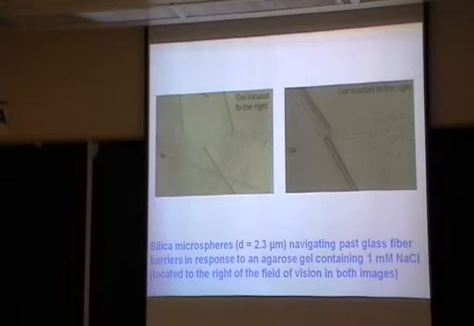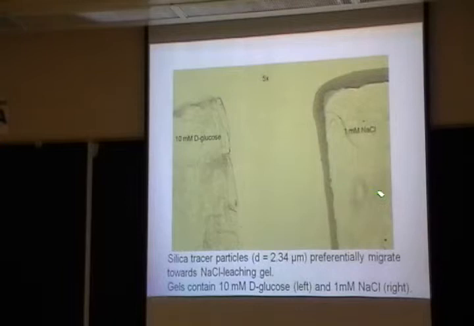The thing is that if you have a stable geologic formation, everything is in equilibrium. And then, of course, you don't really see anything. It's only when you start pumping fresh water, keep this gradient alive, that you see this. Yes, absolutely. It's specific for salts. So if you have a gel filled with glucose versus salt, it goes versus salt, even though the glucose concentration is higher.